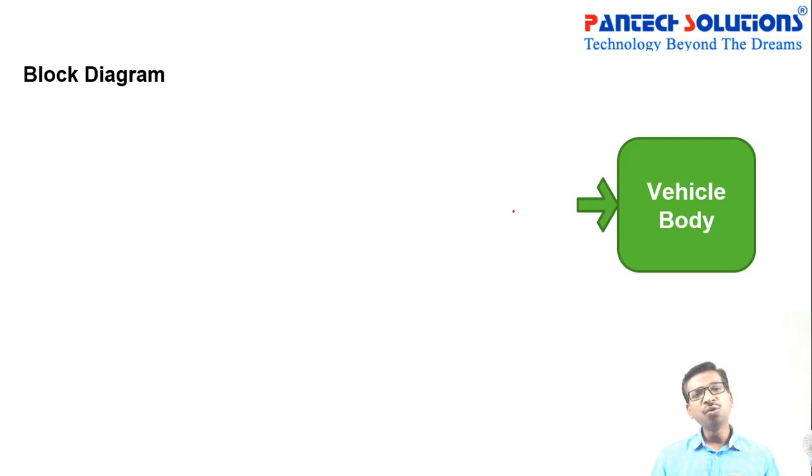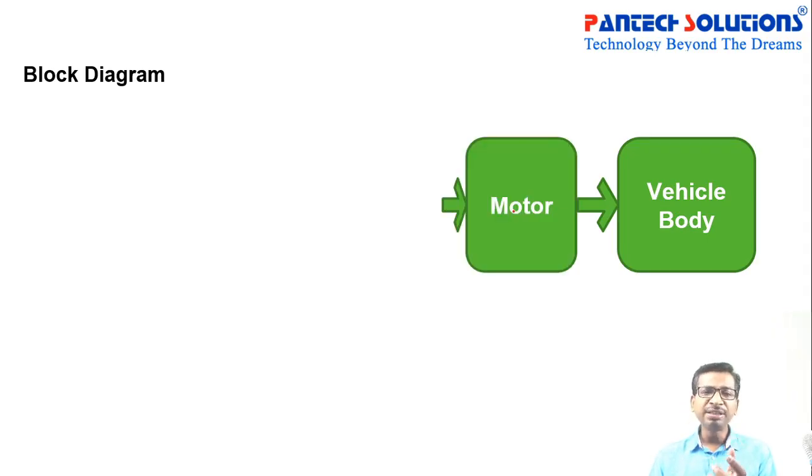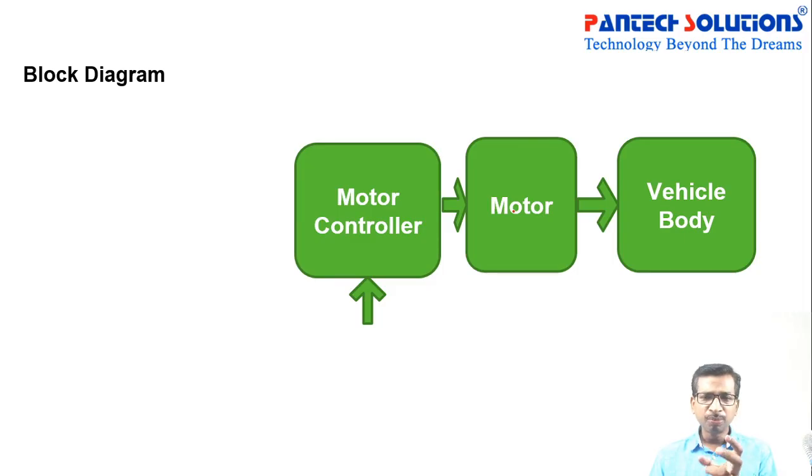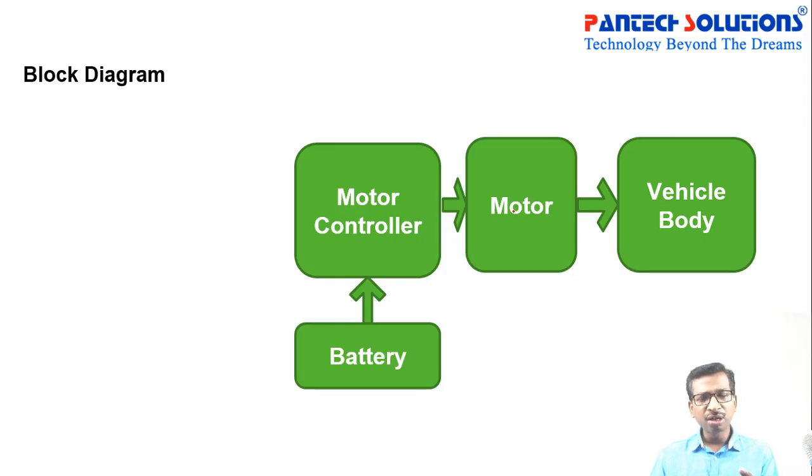And how can we drive the motor, that is, how can we drive the vehicle? So that is the vehicle body. The vehicle body will receive power from the motor. The motor is controlled with the help of the inverter, that is, the motor controller. And again, this motor controller unit or inverter is powered by the battery.